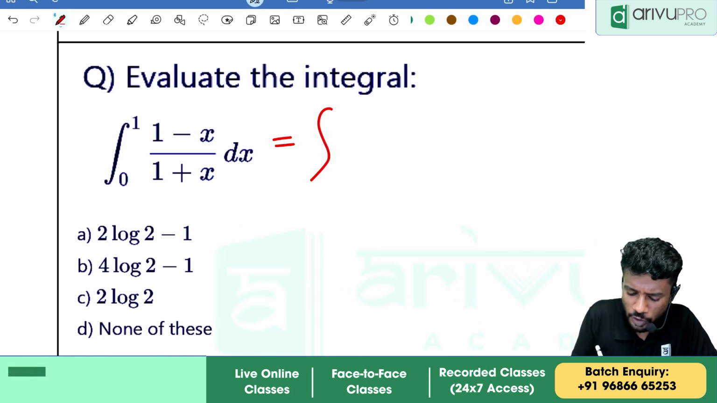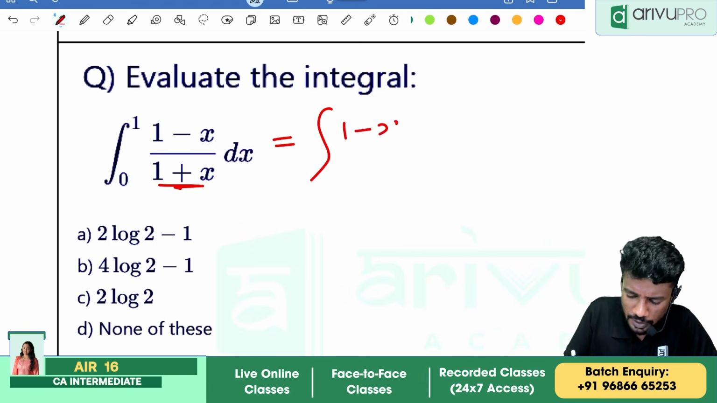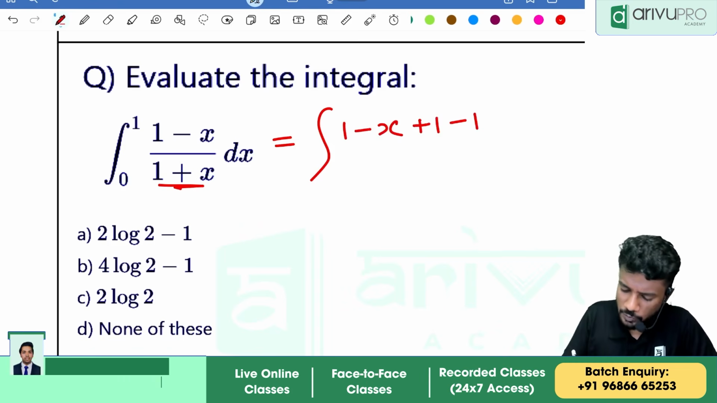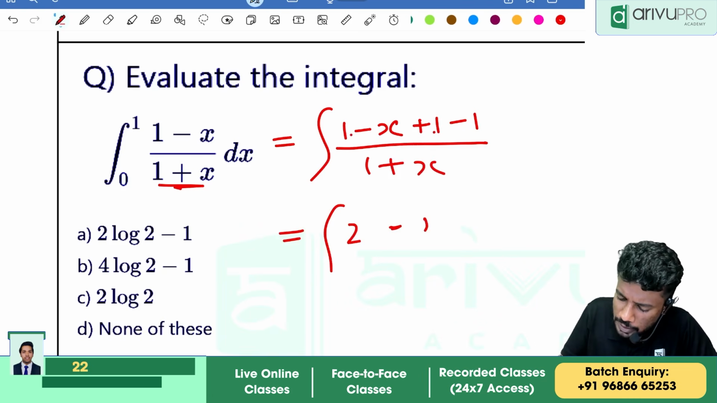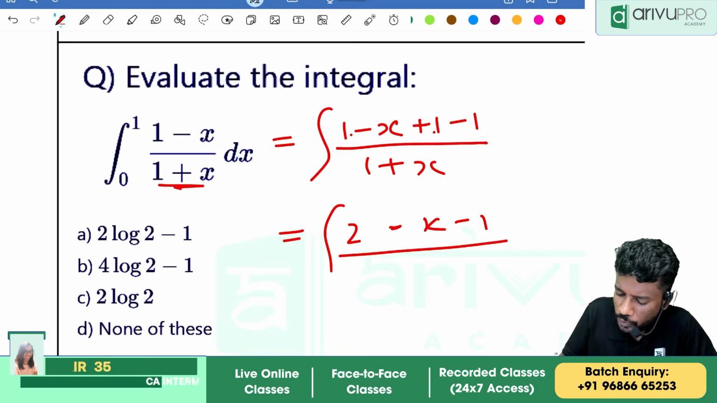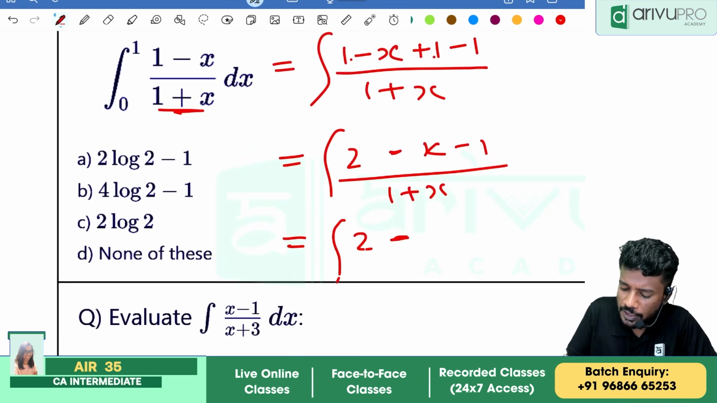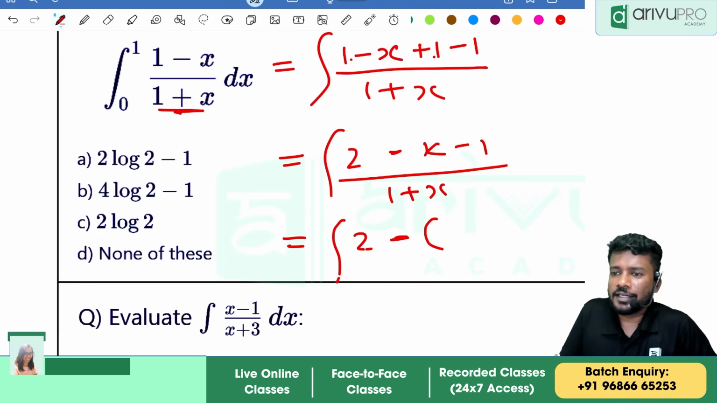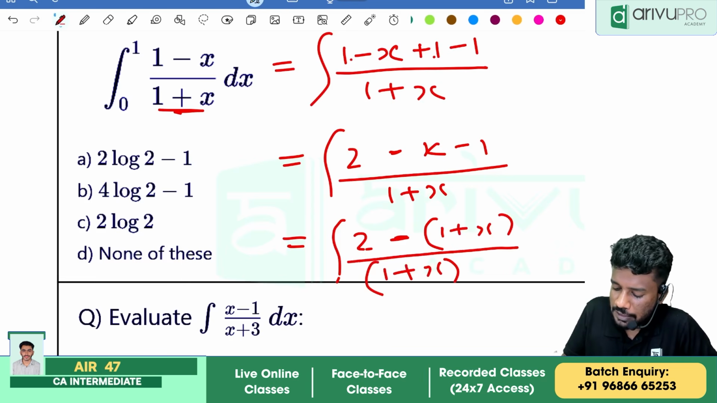What is the denominator here? 1 plus x. So what we will do is write 1 minus x, then plus 1 minus 1 divided by 1 plus x. Now, plus 1 is how much? 2. Minus 1 minus x minus 1 divided by 1 plus x. Then I will do one more thing. Integral of 2 minus, can I write it as x plus 1? That can also be written as 1 plus x divided by 1 plus x, the entire thing dx.